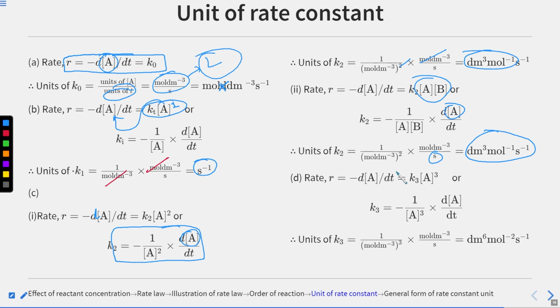So this is the unit of, say, K2 in case of a second order reaction with two different reactants.